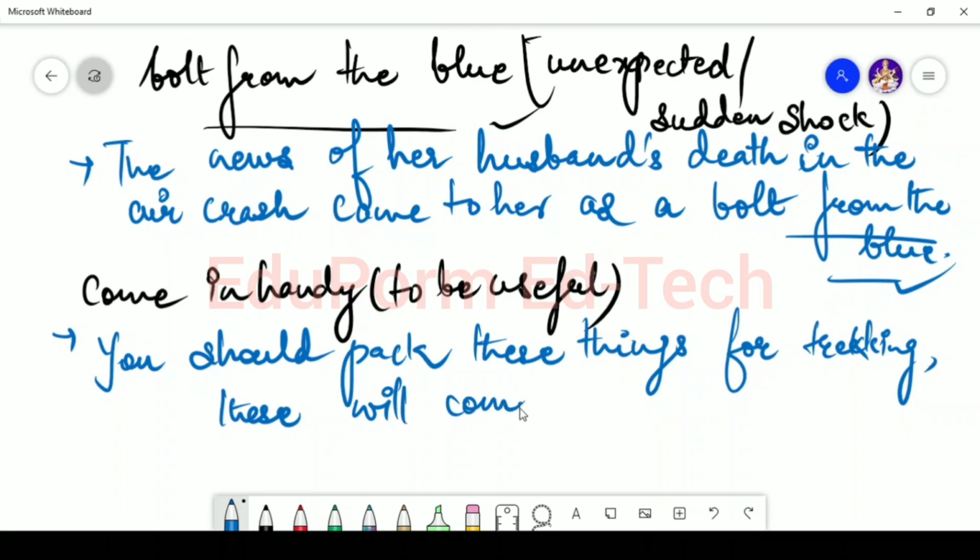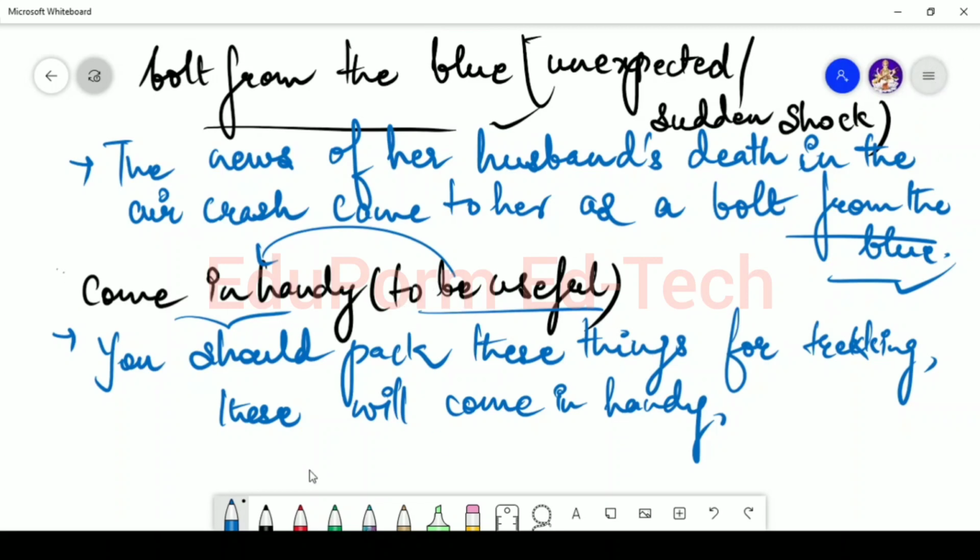Okay, you usually do this whenever you are moving or traveling, you put some of the things with you, especially whenever you are going for any kind of trekking or adventurous trips. What you do is that you pack some of the things which come in handy, which are very much useful. You carry the useful items along with you. So instead of using "to be useful", you can use "come in handy". So come in handy means to be useful.